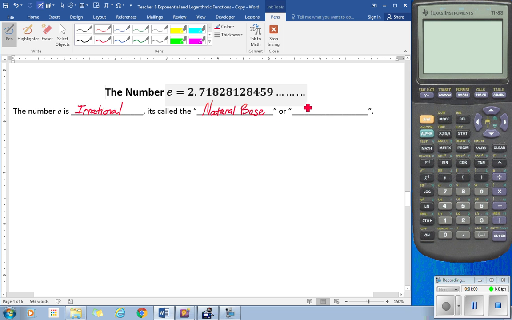It also is sometimes referred to as Euler's number. Leonhard Euler was the guy who developed this thing, or did a lot of research on it, and showed that it is irrational. So they named it after him as well. But this idea of e being a number is what we need to contemplate here, and we're going to be using this within one of our upcoming formulas.